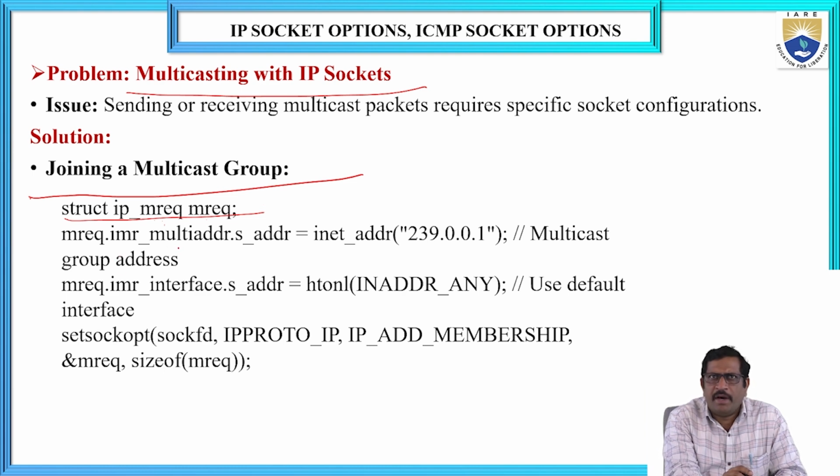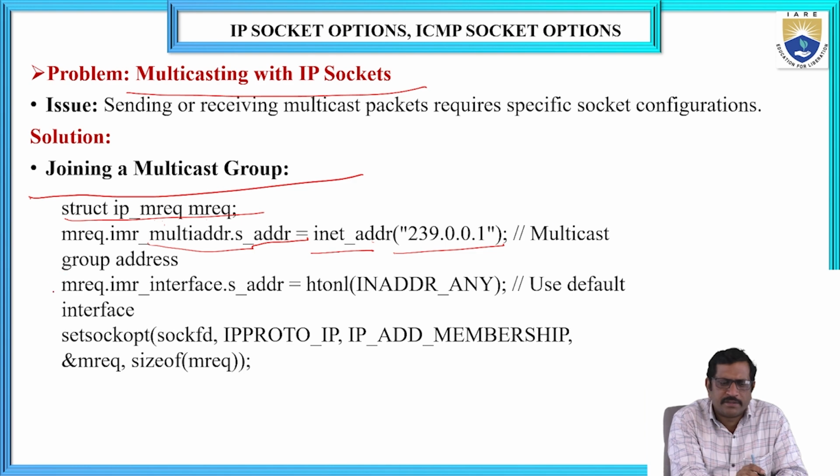mreq.imr_multiaddr, the multicast address at the socket side, that is addr.sin_addr.s_addr. So the multicast IP address is 239.0.0.1, the multicast group address, that is mreq.imr_multiaddr.s_addr.